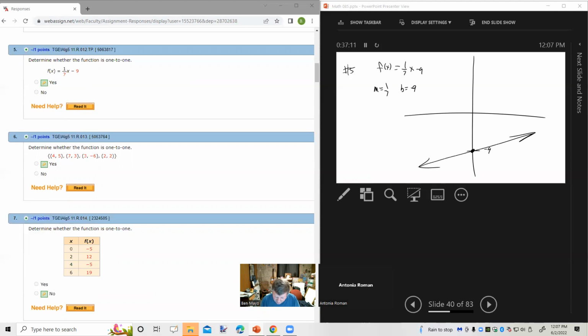Does that pass the vertical line test? Do you remember what that is? Does it pass the vertical line test? Yes, it does. It doesn't cut through it twice with any line. Besides, it's a function, so it has to pass the vertical line test. Does it pass the horizontal line test? Yes. So it's a 1-to-1. Okay. All righty.